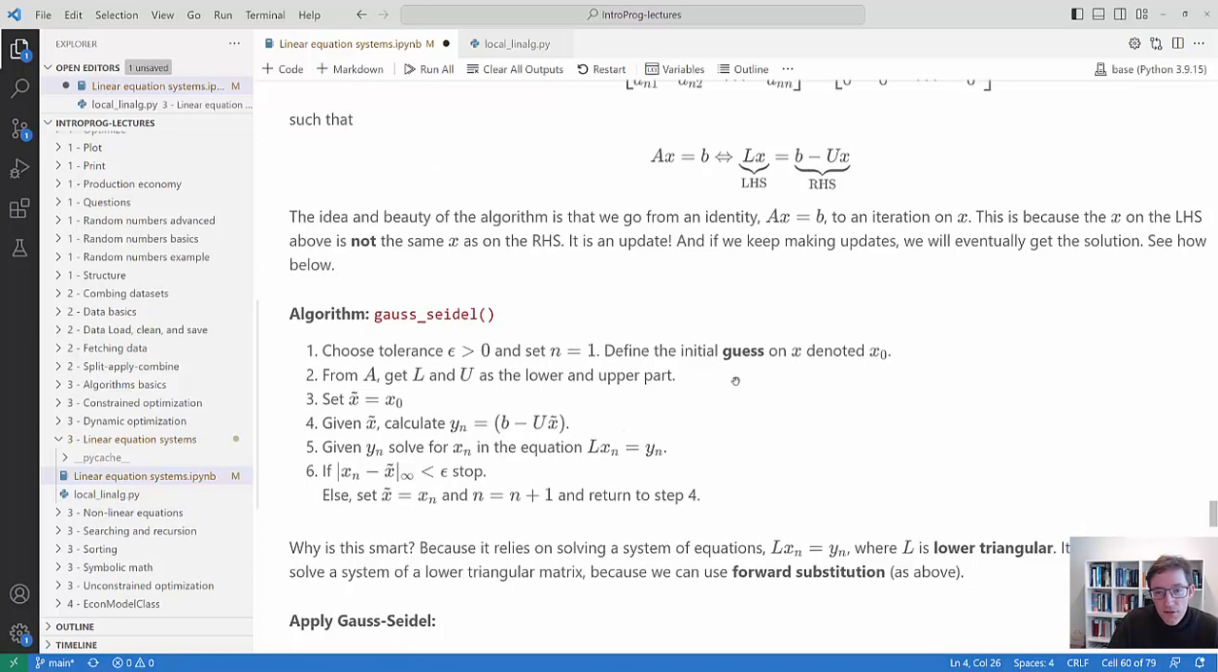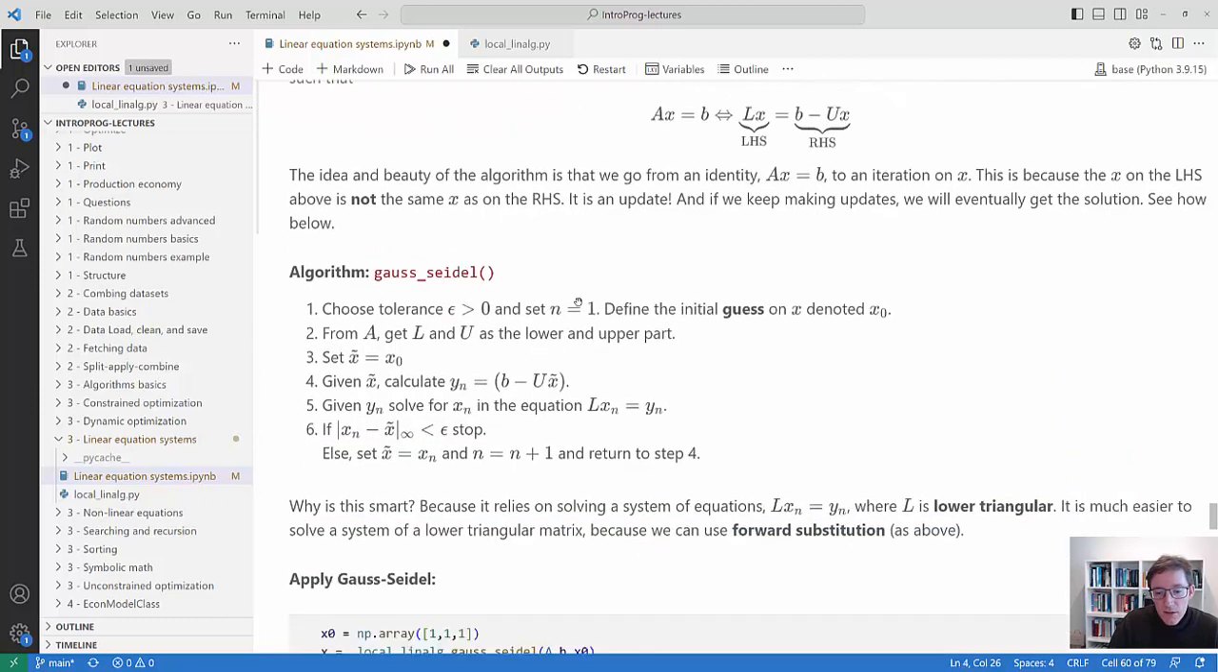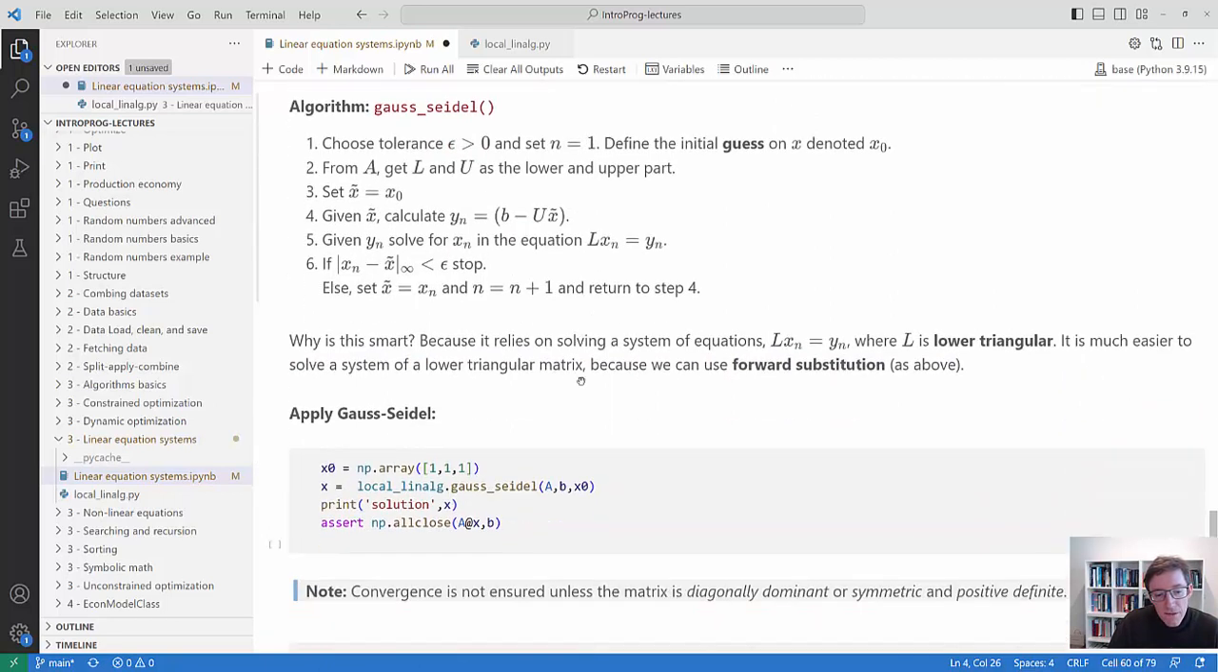And again, we can solve this equation system very simply, because this is the L matrix here. That's the lower triangular matrix. So we can use forward substitution again. See above how we did that.